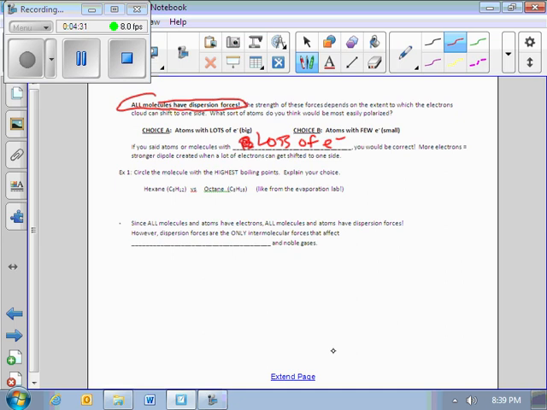Okay, so here's a little challenge for you. Example 1. Circle the molecule with the highest boiling point. Explain your choice. So right now you should pause and you should try this question. Okay, so go ahead and pause. Make sure you pause.